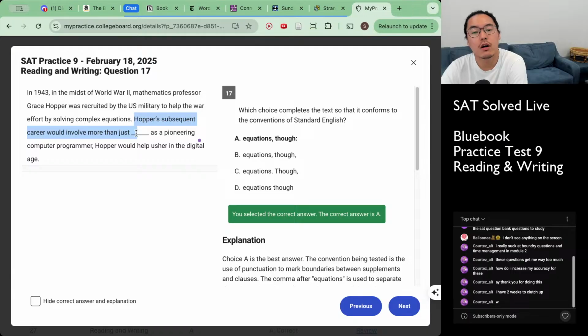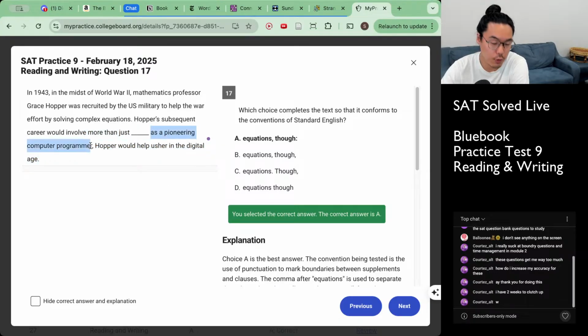It would involve more than just the equations, however. Specifically, she would help in the digital age as a pioneering computer programmer. That's a second independent clause. So I need to split that somehow. So I'm thinking of a period or maybe a colon, and both of those would work.